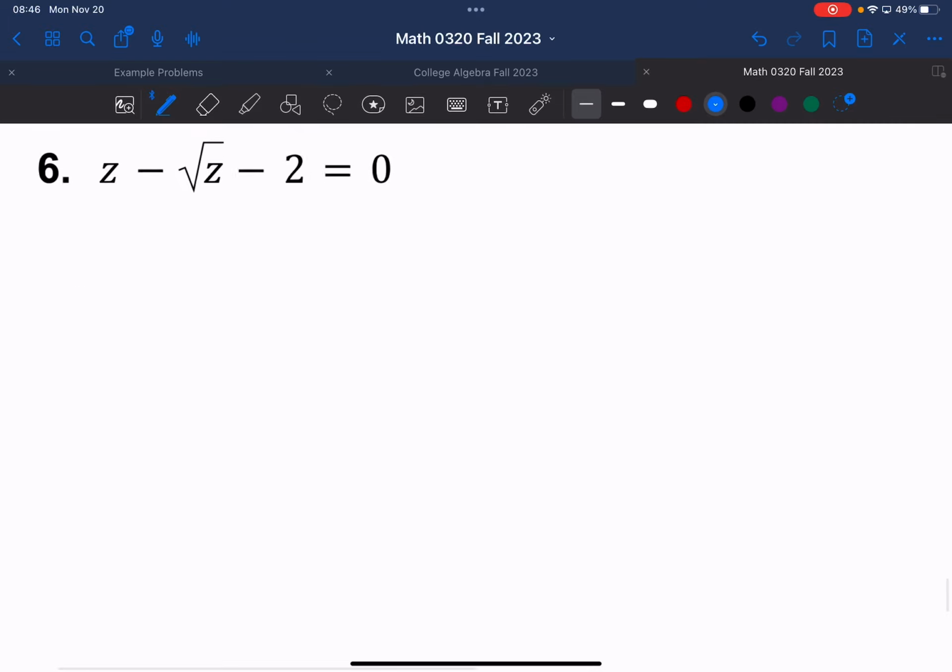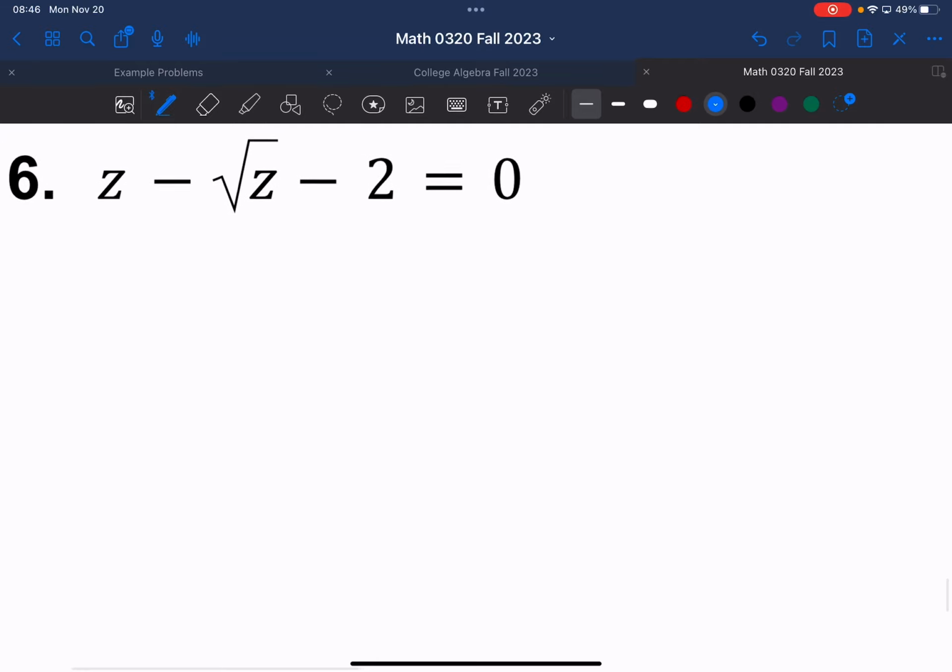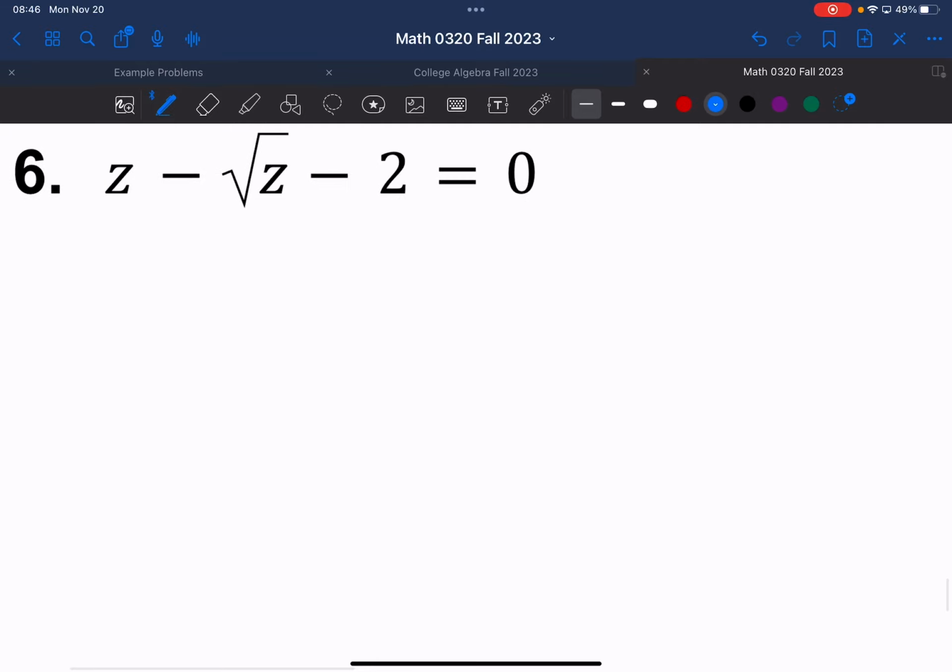So go ahead and try this one on your own, because this one is almost exactly what we did in number 5. So you're first identifying your u, then identifying your u squared, factor, and then plug in your u value to get your final answers.